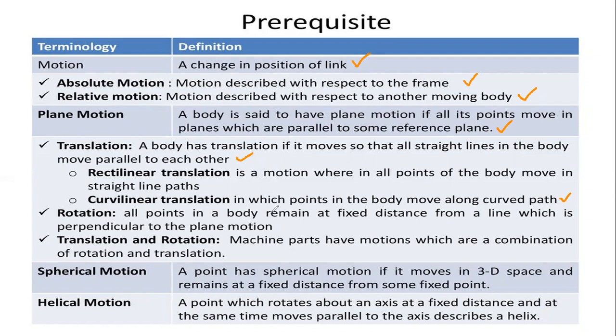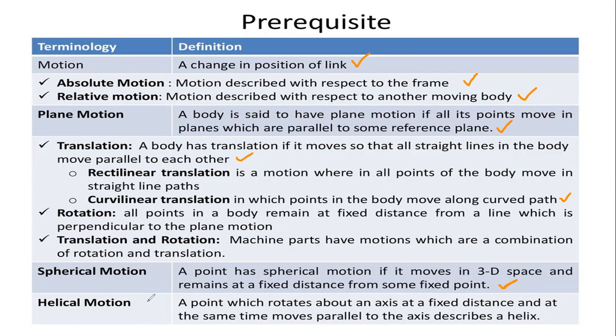Next one is the spherical motion and the helical motion. First of all we go to the spherical motion. A point has spherical motion if it moves in 3D space and remains at a fixed distance from some fixed point. And next one is the helical motion.